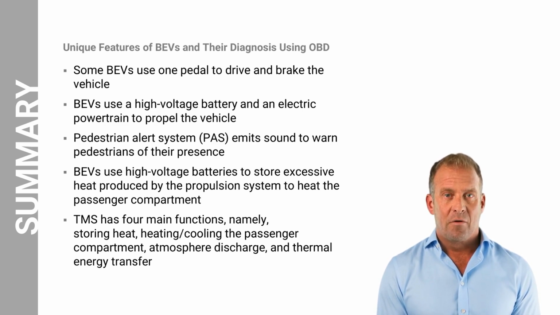The heart of BEVs lies in their battery and powertrain, working in harmony to provide the power needed for propulsion. High-voltage batteries serve a dual purpose. They store energy for movement and capture and store excess heat generated by the propulsion system. This stored heat is then repurposed to heat the passenger compartment.